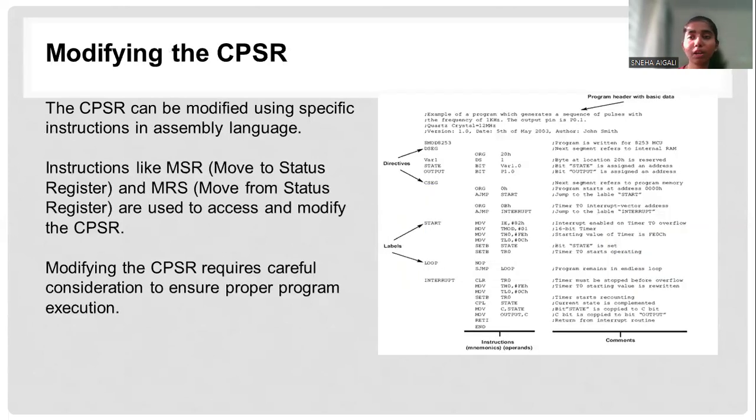Now next up is modifying the CPSR. The CPSR can be modified using the specific instructions in assembly language. Instructions like MSR, that is move to status register, and MRS, that is move from status register, are used to access and modify the CPSR. Modifying the CPSR requires careful consideration to ensure our proper program execution.